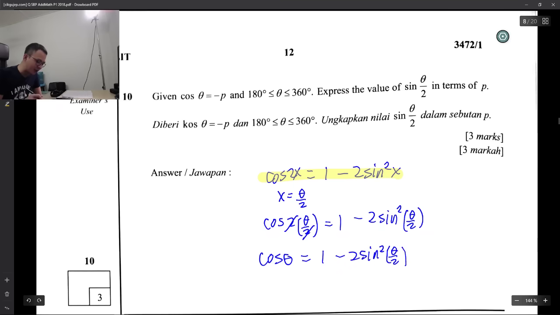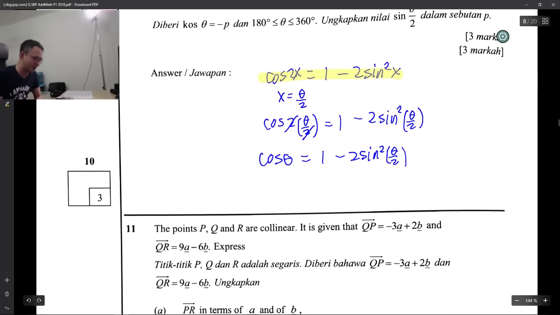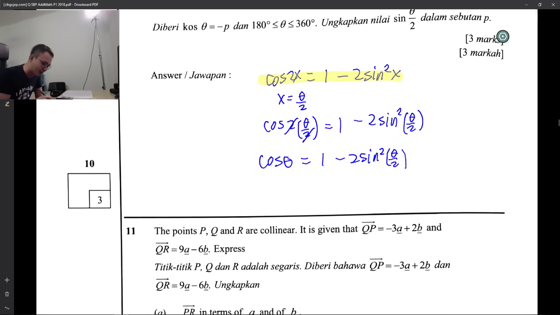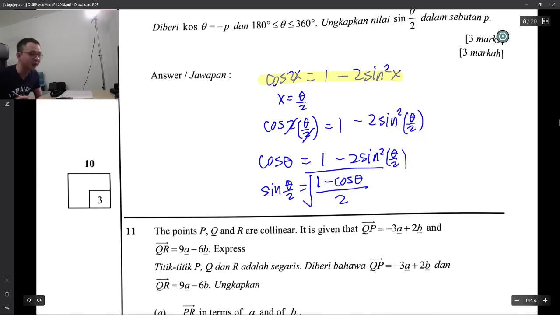So right now I want to make sine theta over 2 the subject. So in order to solve this, I will move things around very fast. So this is sine theta over 2. I move the cos to the other side, over cos theta. I move the 2 to the other side, divide by 2. I move the square to the other side, I get square root. Alright, you're just trying to make sine theta over 2 the subject. So this is how I move it.